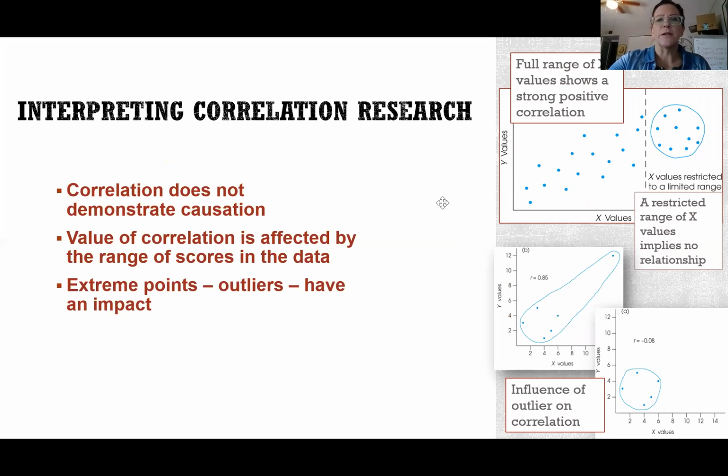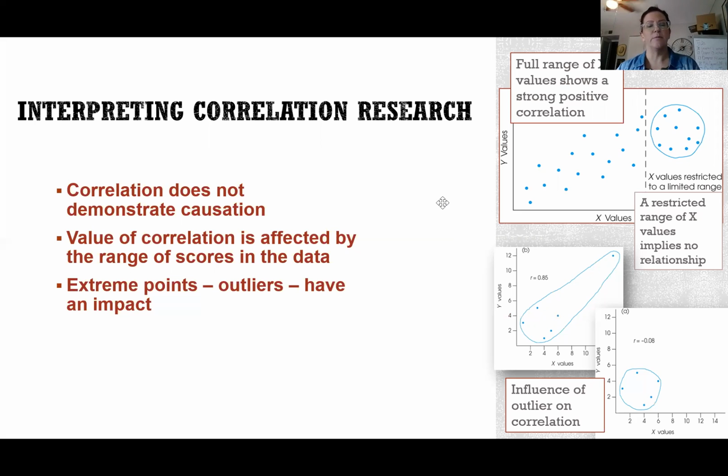So when we're interpreting correlation research, it's really important for you to understand that correlation research does not demonstrate cause. So you can't say one thing causes another. I can't say that watching violent television causes people to be violent. I can only say there's a relationship. I can't say one causes the other. So we need to be really careful when we're talking about correlation research that we're never using the words cause or that one is the result of another. They're related to each other. Either there's a positive relationship or a negative relationship.